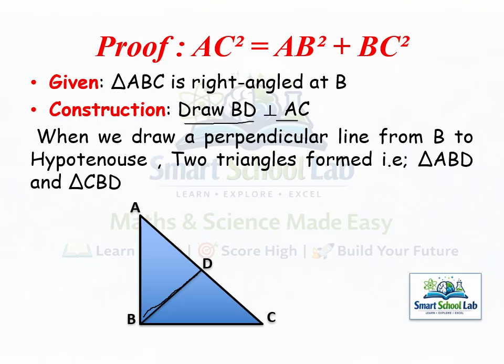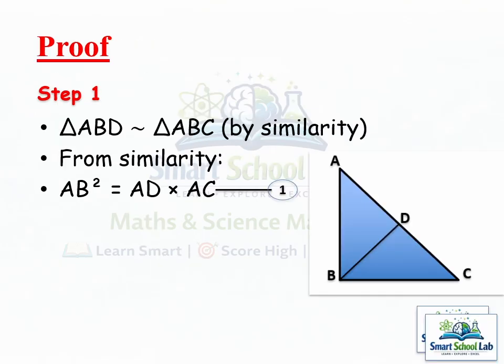two triangles are formed, that is triangle ABD and the other triangle CBD. Here you can observe the two triangles, triangle ABD and triangle CBD. Now let us move to the next slide.